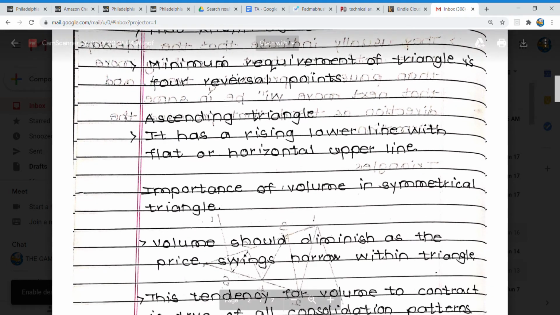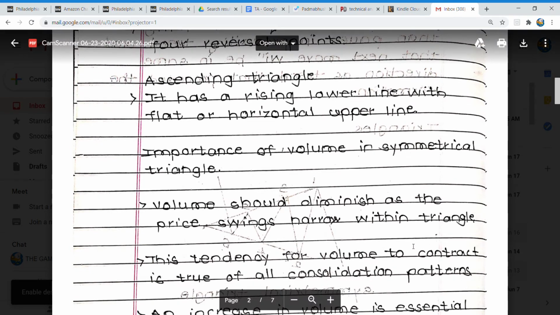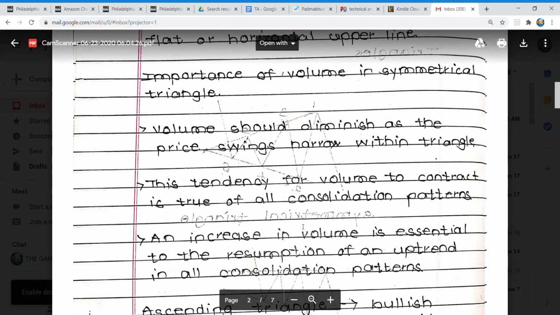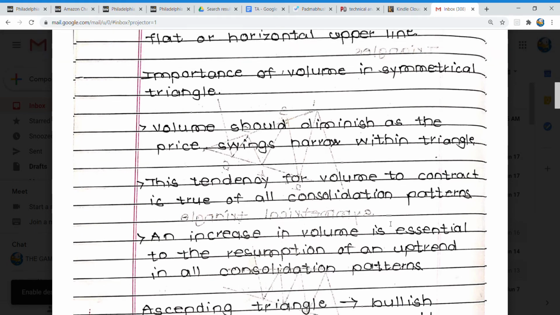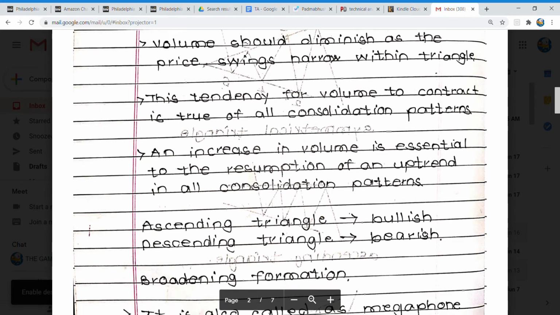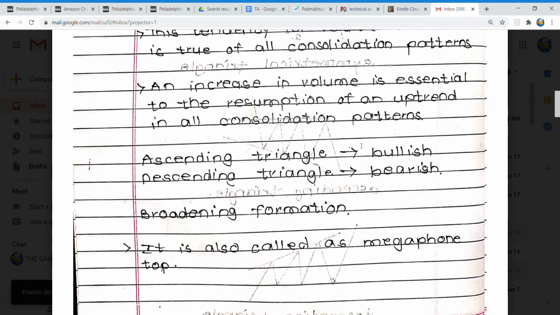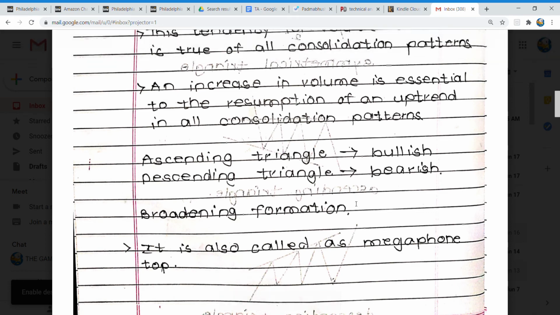Importance of volume in a symmetrical triangle. Volume should diminish as the price swings narrow within the triangle. This tendency for volume to contract is true for all consolidation patterns. An increase in volume is essential to resumption of an uptrend in all consolidation patterns. Ascending triangle bullish, then descending triangle bearish. That means the ascending triangle is a bullish continuation and the descending is a bearish continuation pattern in general.